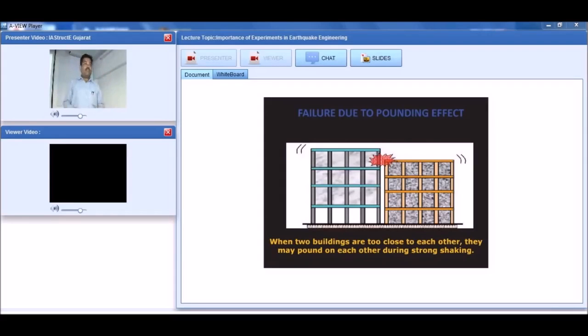But as the frequency is different, nature is different, so when the shaking takes place, they will move towards each other. Right? So if the proper gap is not maintained, then they will hit each other. And we'll see what will happen. Here you can see this is the slab which is hitting the column. Slab is hitting the column.